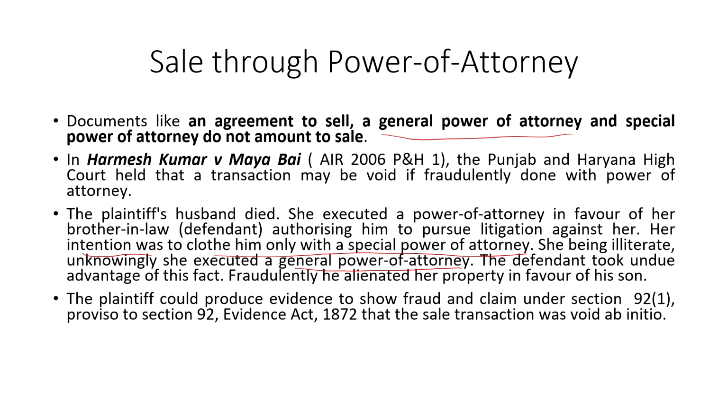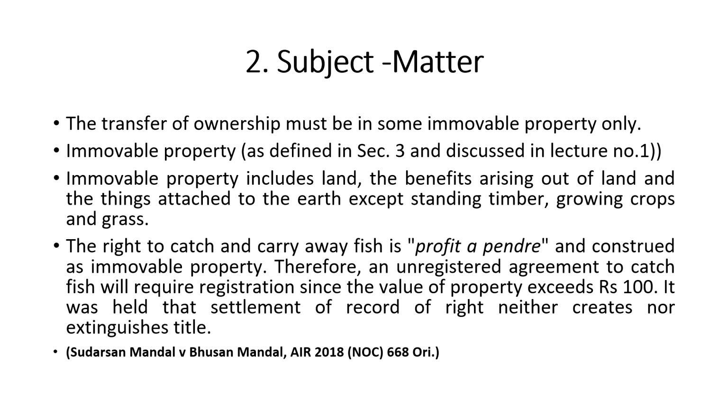Okay. So, the court said in this case that the plaintiff could produce evidence to show fraud and claim under the proviso to section 92 of the Evidence Act 1872 that the sale transaction was void ab initio. So, it is very simple: if there is no intention on the part of the seller, then sale will not happen.